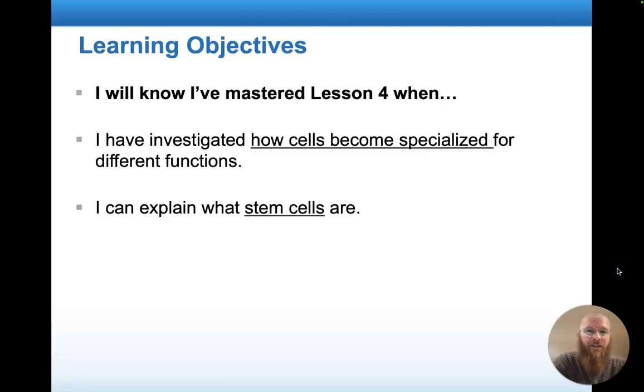You'll know you've mastered this lesson when you have investigated how cells actually become specialized for different functions, and then you can explain to me what stem cells are.